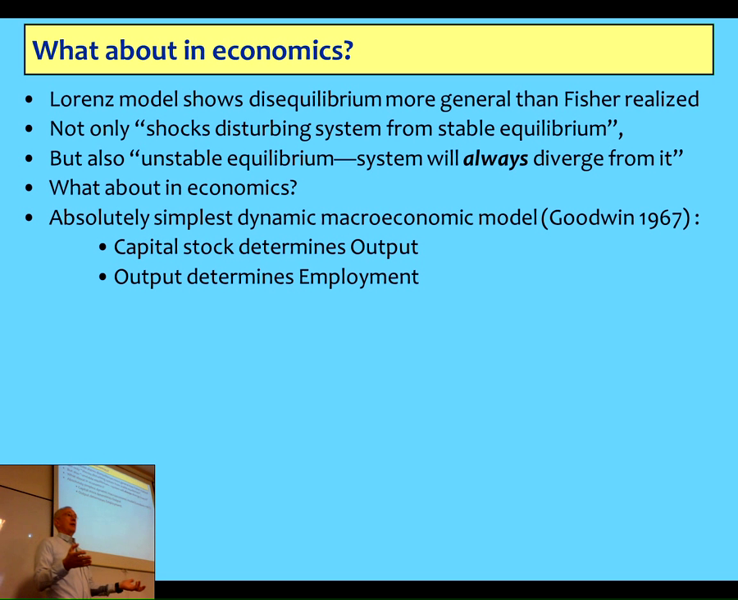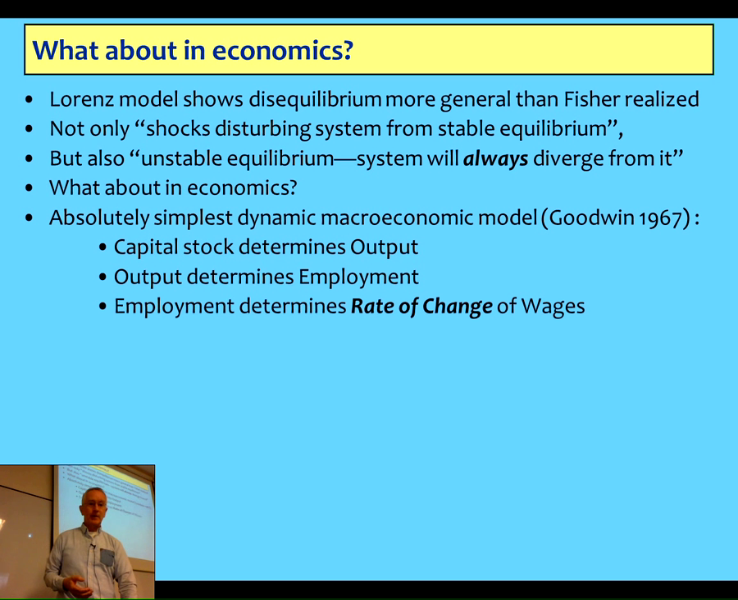Output determines employment. Once you've decided how much to produce, you have to hire the workers to produce that output. So you might have some constant relationship between output and employment. This is the only assumption in the model. The level of employment influences how wages are set in some way. The classic Phillips curve assumption that every economics model has, even when people complain about the Phillips curve, they still use it, okay? It's there everywhere.